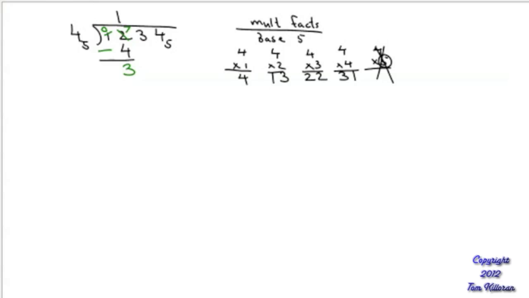So, what do I do next? Bring down the 3. 4 goes into 3, 3 4 times. 4 times 4 is 31.